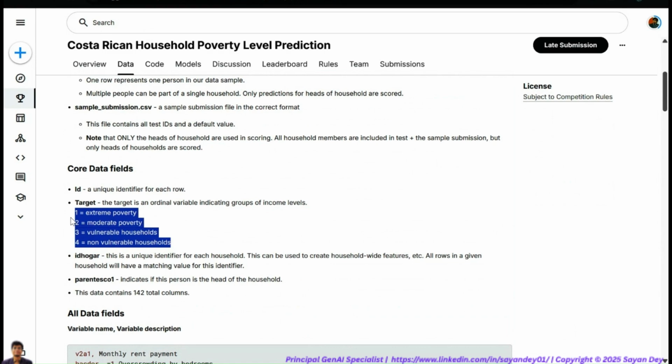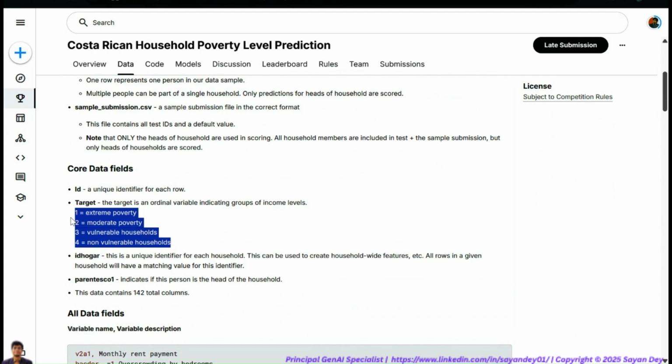One more very interesting point I would like to highlight. If you look at these 4 classes, they seem to be overlapping to some extent. If you look at extreme poverty, moderate poverty, and vulnerable household, all three are poor, right? Now, all that we are trying to do is identify the degree of poverty. And remember, this is a very hard problem.